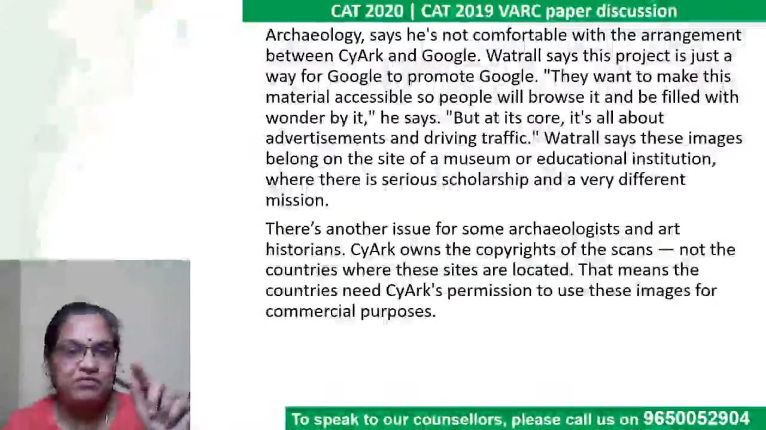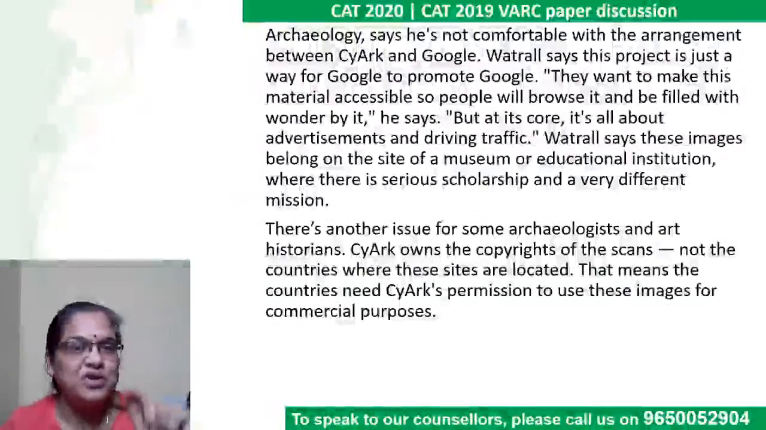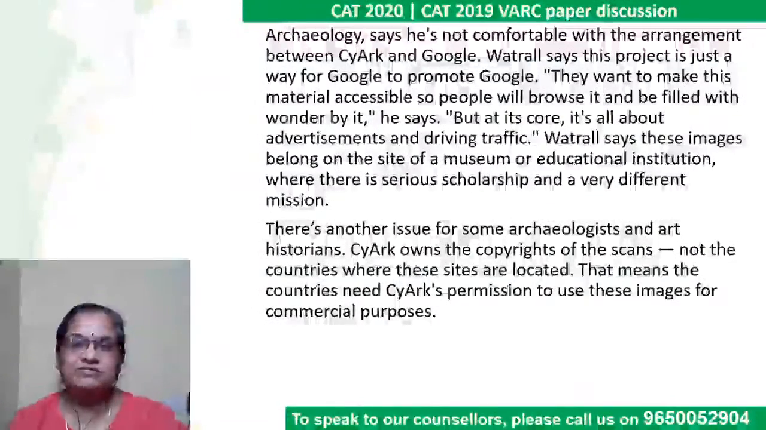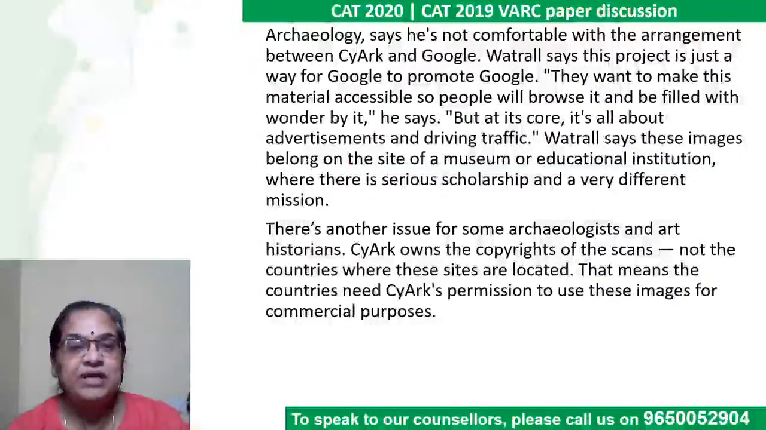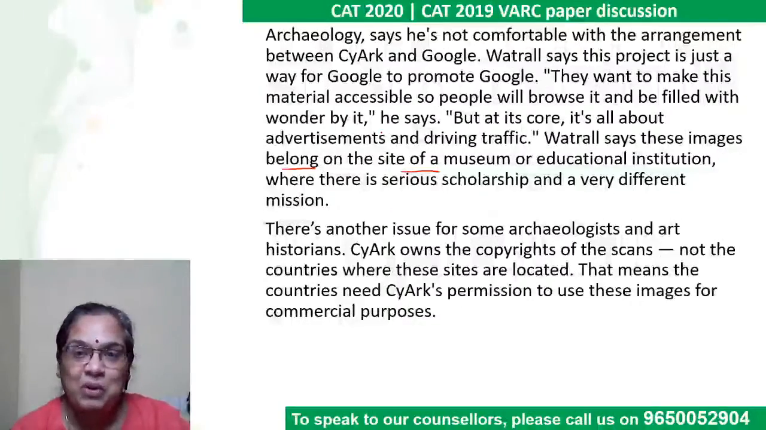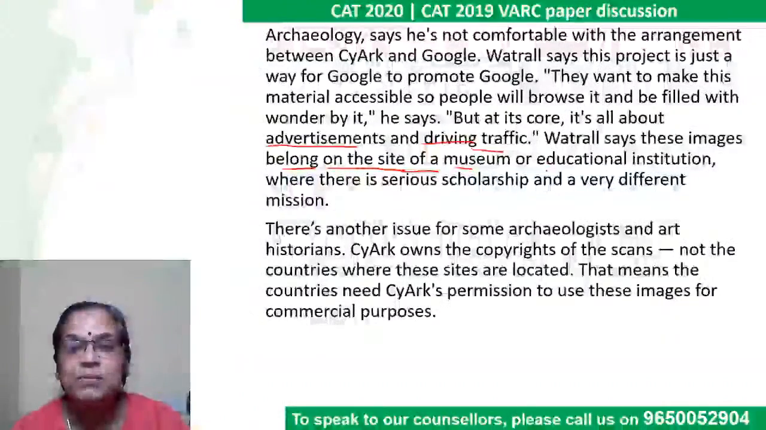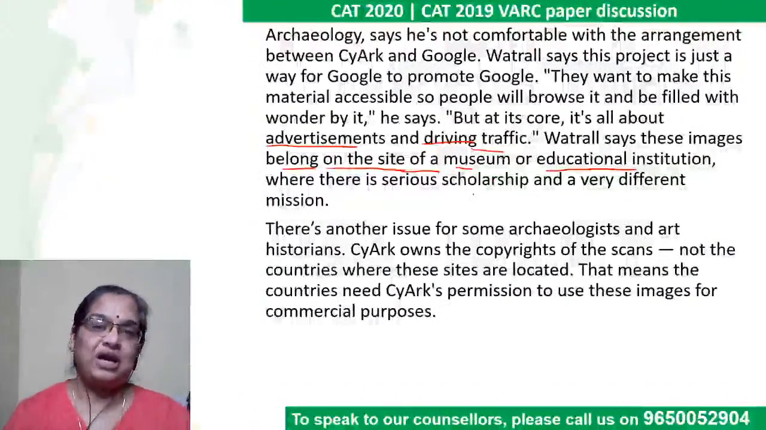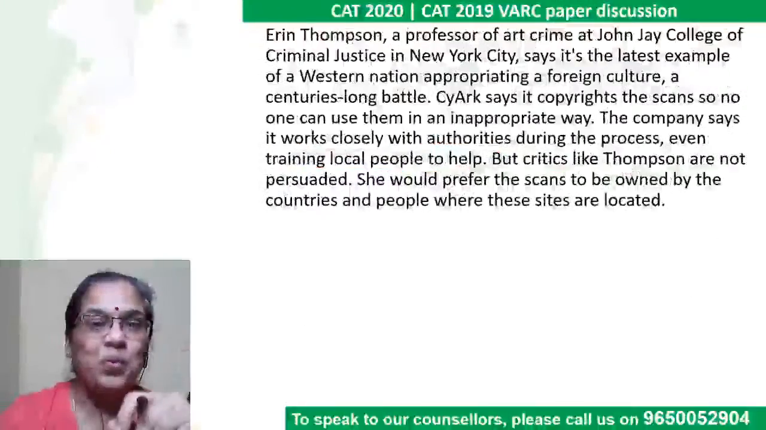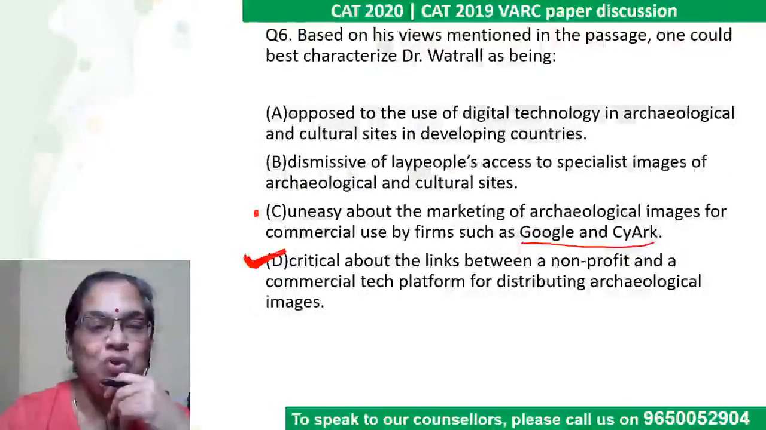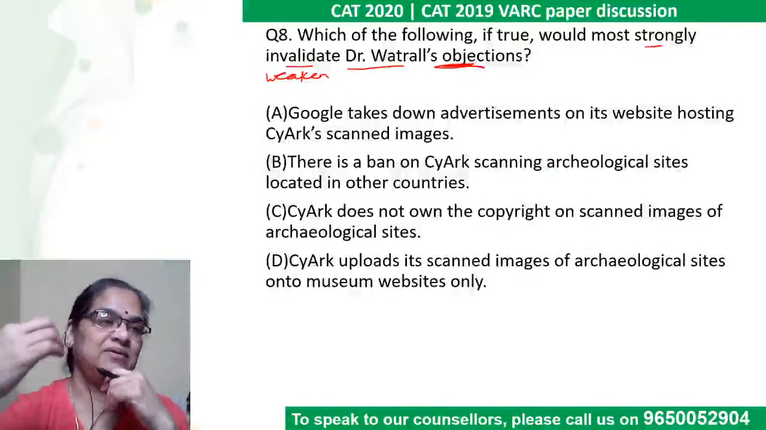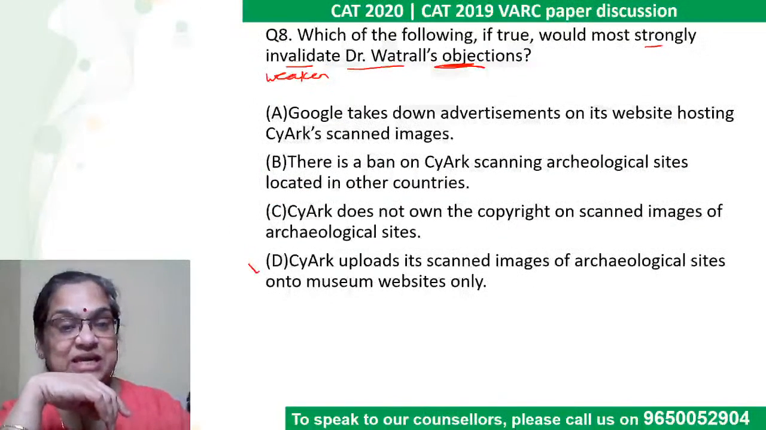Remember, we have two people. We have Vattrell and we have Eric Thompson. So you need to go back. What does Vattrell say? That these images belong on the site of him. Vattrell doesn't talk about copyright. He says that it's all to aid Google's advertisements and traffic. These images belong on the site of a museum or an educational institution rather than on Google. So when would his objections be most invalidated? Which option? Therefore it is D.